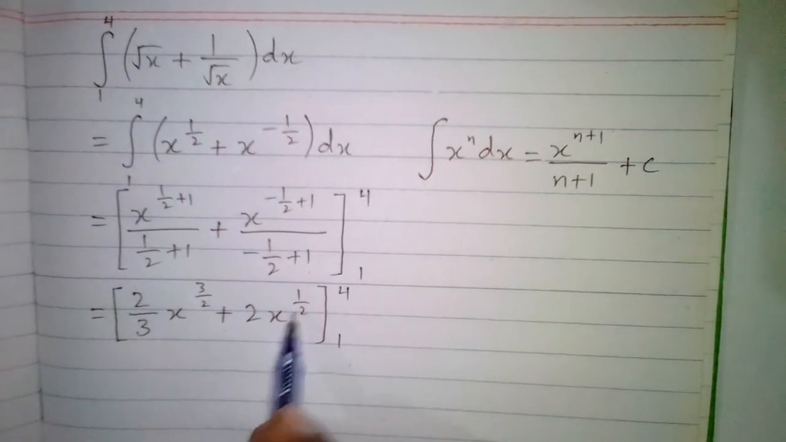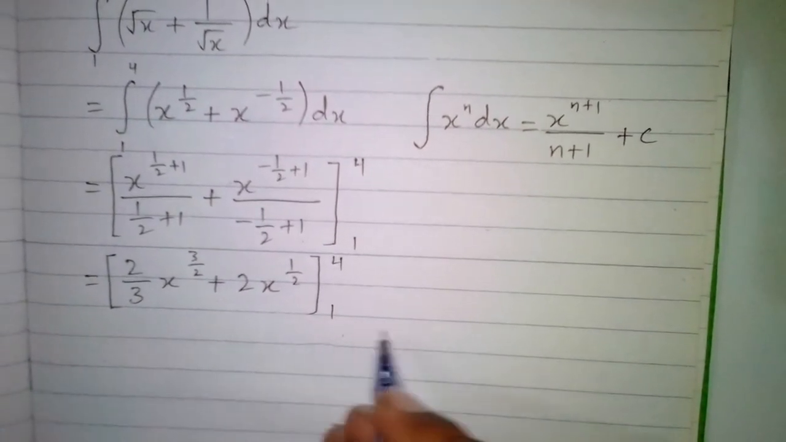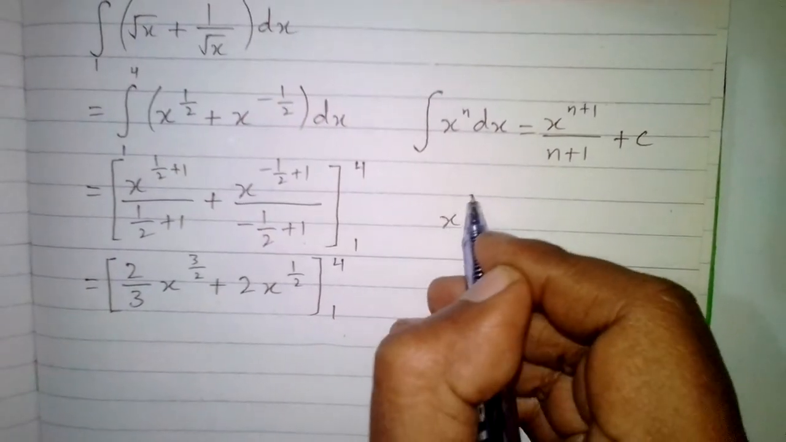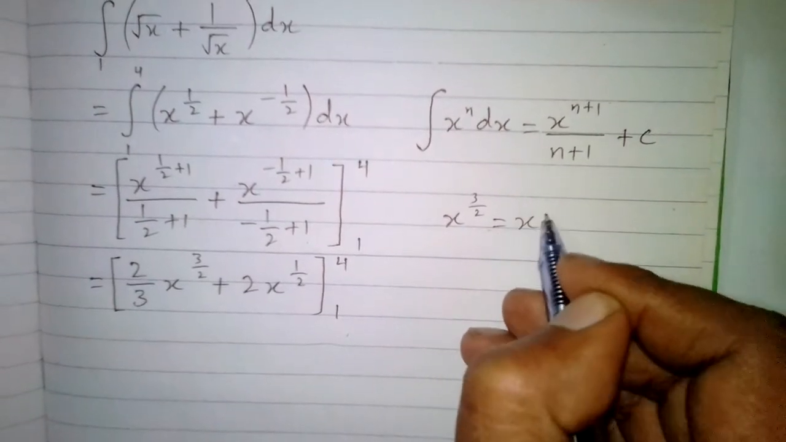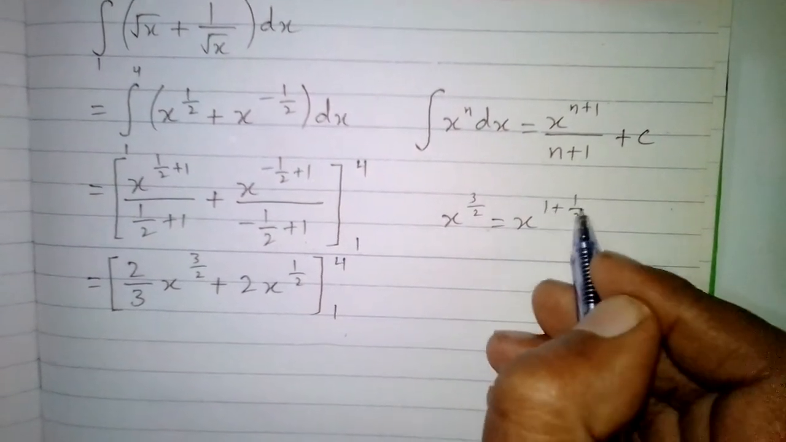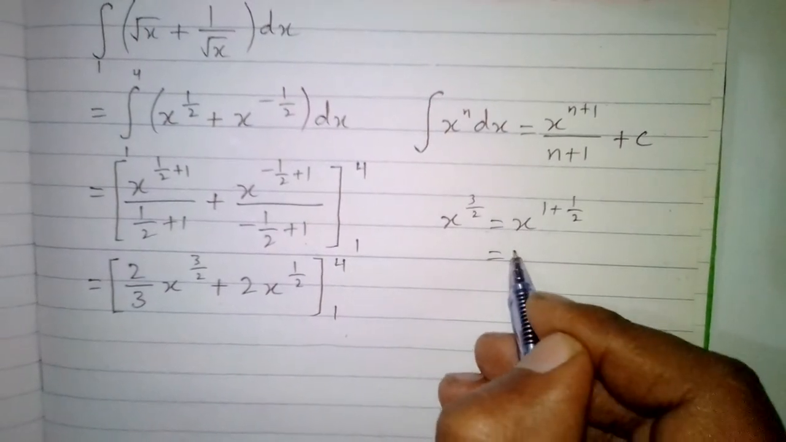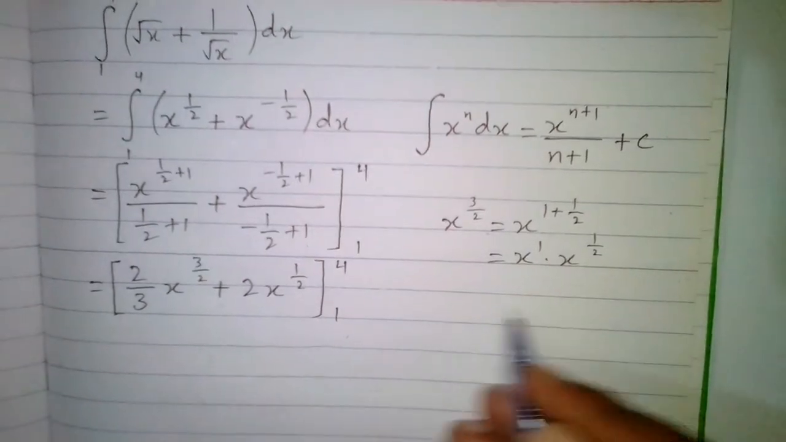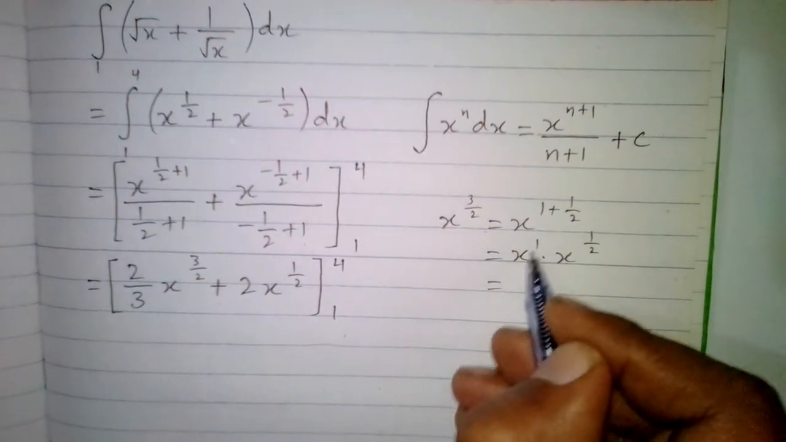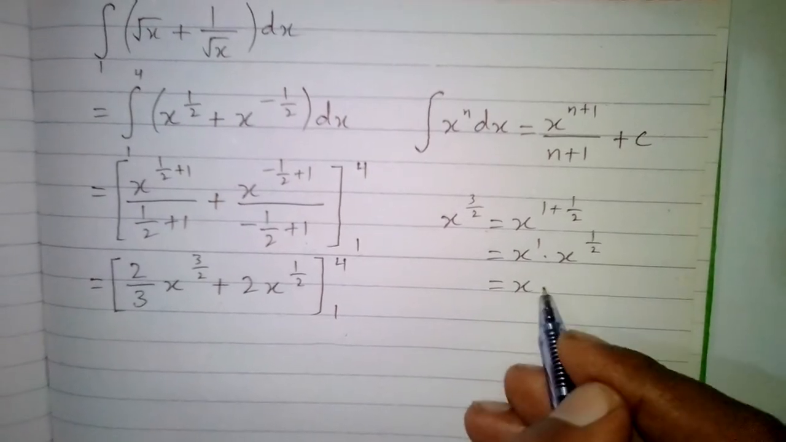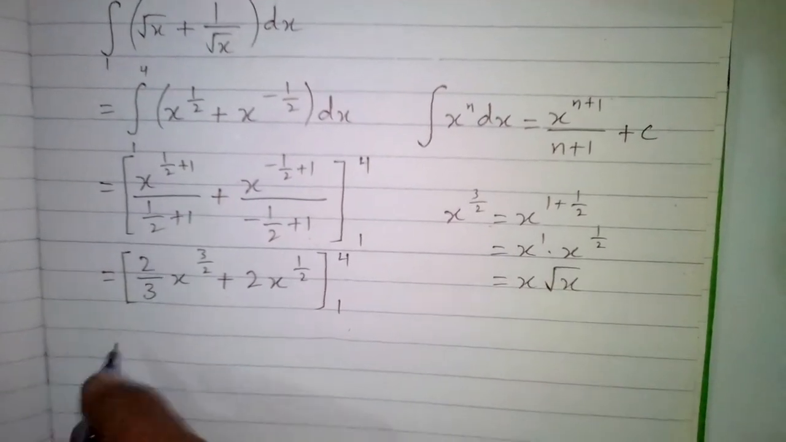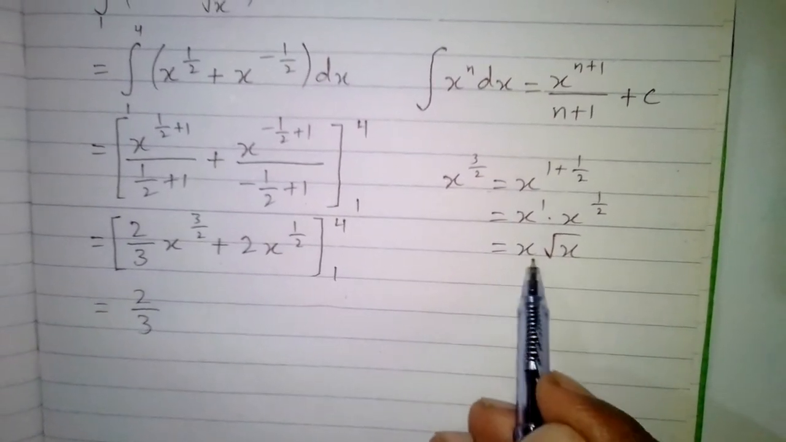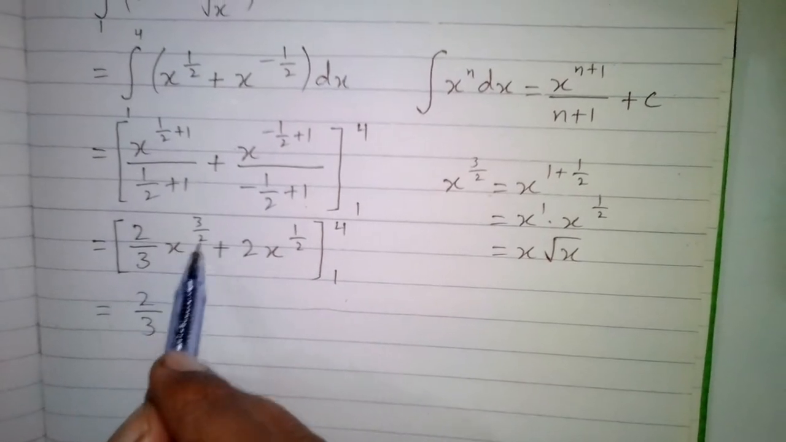Now x to the power 1 upon 2 is square root of x, and x to the power 3 upon 2 can be written as x to the power 1 plus 1 upon 2, because 1 plus 1 upon 2 is 3 upon 2, and this can be written as x to the power 1 multiplied by x to the power 1 upon 2 by the rule of indices, and x to the power 1 is x, and x to the power 1 upon 2 is square root of x. So we can write x square root of x in place of this x to the power 3 upon 2.